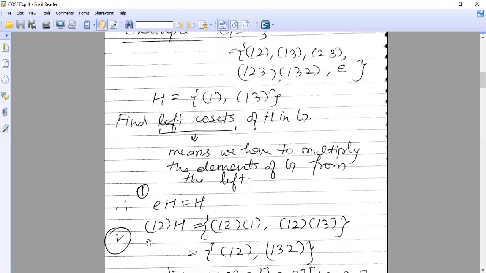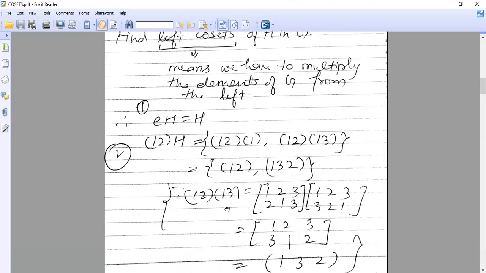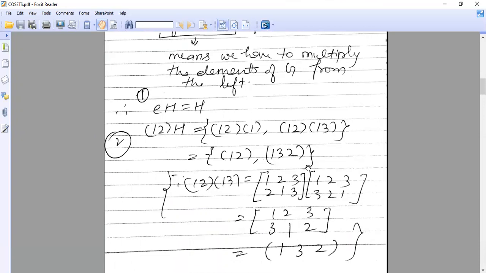Second, we are taking this element (1 2). So (1 2)H will be (1 2) into e, and (1 2) into (1 3). So (1 2) into e will be (1 2), and (1 2) into (1 3): these are the two permutations you have to multiply. You can see here, (1 2) means 1 is going to 2, 2 is going to 1, and 3 is going to 3. If a number is not written, that means it is going to itself. And here (1 3) means 1 is going to 3, 3 is going to 1, and 2 is going to 2. So you have to multiply these two permutations.